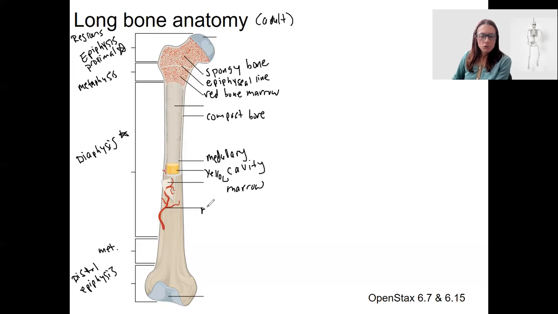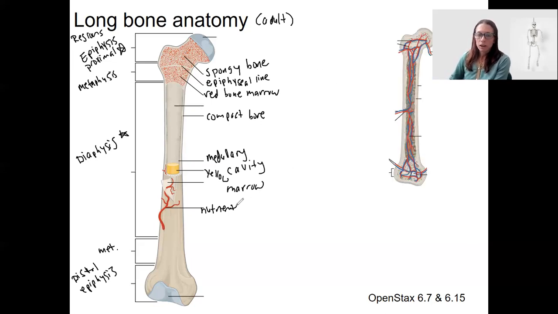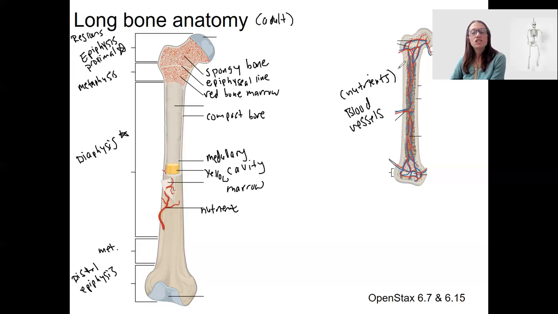Okay, this is just nutrients. I'll talk more about that in just a second. In the marrow, actually, I will show that right now. In that medullary cavity, there are a whole lot of blood vessels. So the idea that bones are vascular is really important. So blood vessels, nutrients, this is going to allow bones to heal, whereas cartilage cannot, because cartilage is avascular. So this is the other component that's located. Vessels. In the medullary cavity.